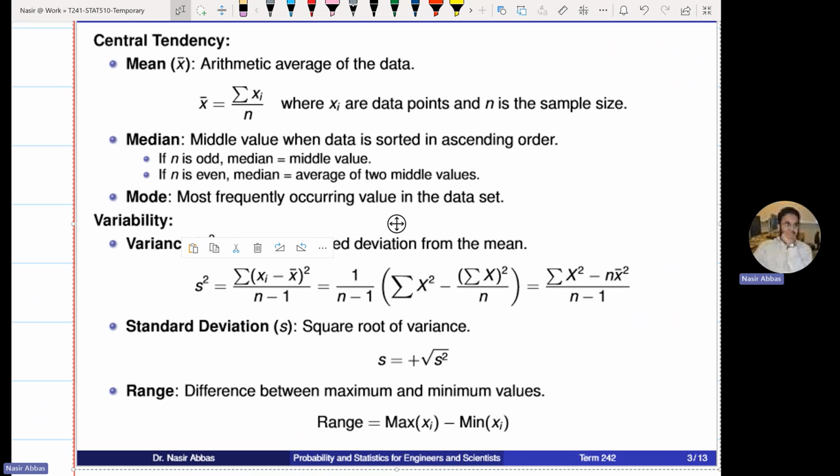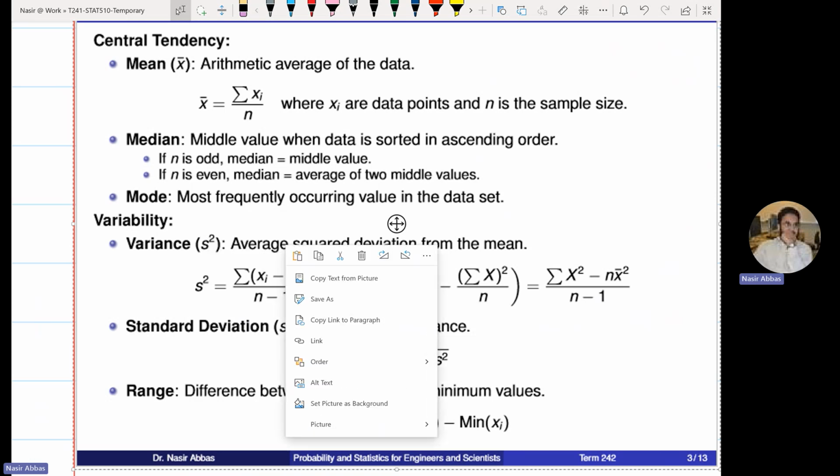You can take even the absolute value. That is another measure which you do not study in this course. It's called mean absolute deviation. So this x minus x bar tells you how far the value is from the mean. If it is positive, that means it's above the mean. If the value is negative, that means x is below the mean.